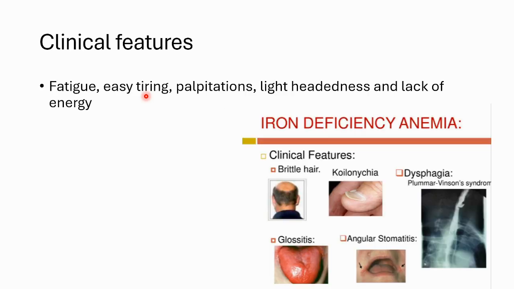So now moving to the clinical features. As expected, individuals with iron deficiency anemia often feel fatigued, easily tired, experience palpitations, lightheadedness, and a general lack of energy. This is because reduced hemoglobin leads to poor oxygen delivery to tissues. Other symptoms are shown in the figure, which we will break down using an easy mnemonic in the next section. For now, just remember these important key signs.